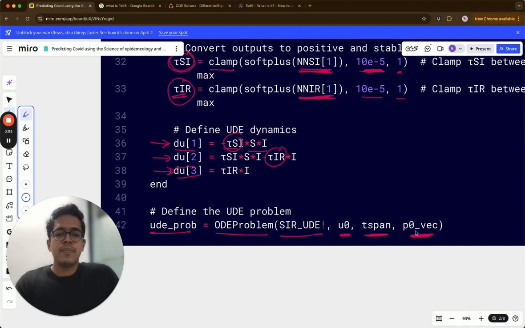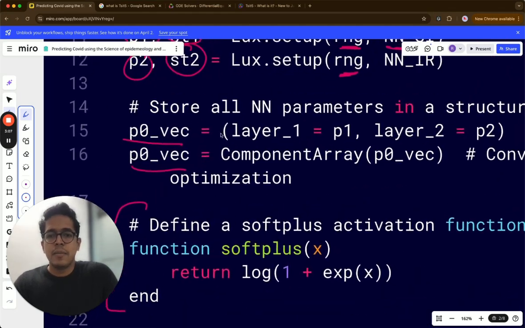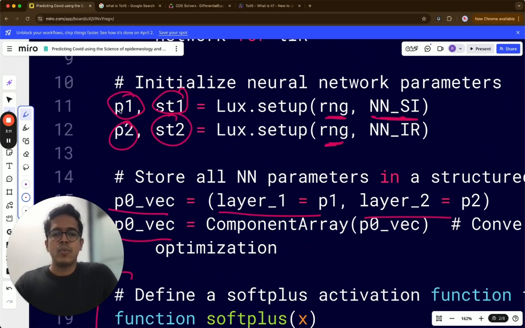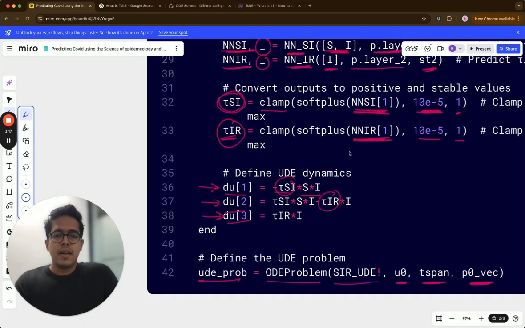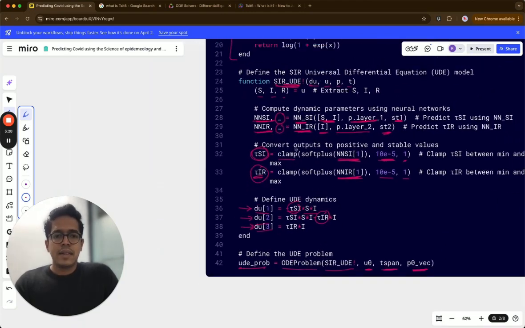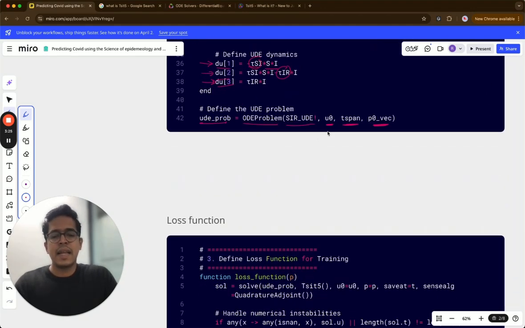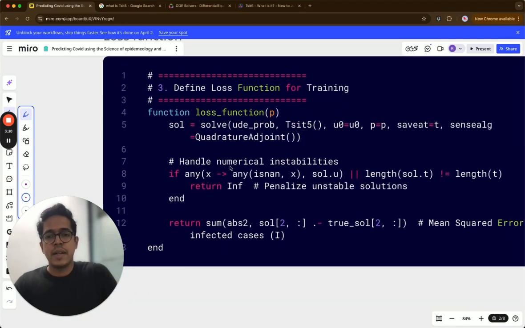The P0 vector is the parameters of the neural network, which we had here. The first layer was P1, second layer was P2. P1 and P2 were the randomized parameters of the first neural network and second neural network, respectively. So till here, nothing will happen. We are still defining, we are not yet training the neural network. So now we can define the loss function, which is the mean squared error loss function.